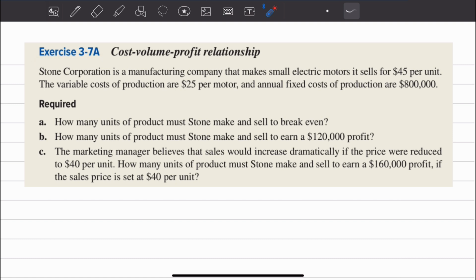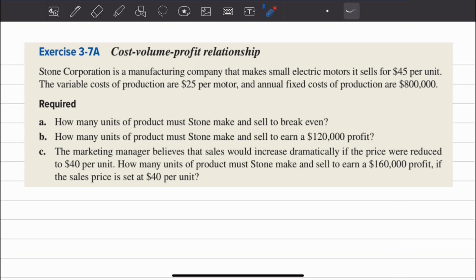It says, Stone Corporation is a manufacturing company that makes small electric motors. It sells for $45 per unit. The variable costs of production are $25 per motor, and annual fixed costs of production are $800,000. What's required? A. How many units of product must Stone make and sell to break even?